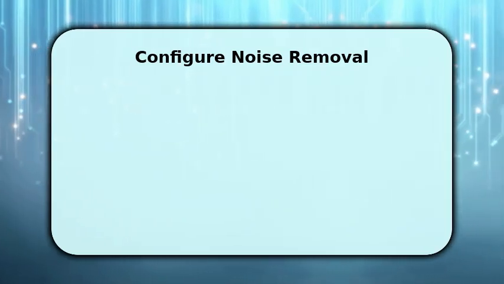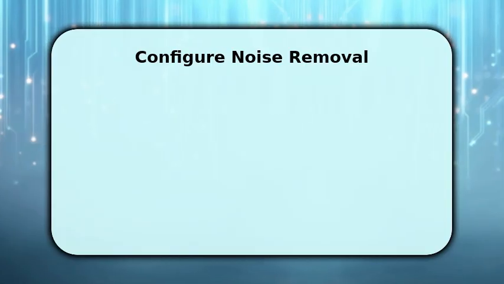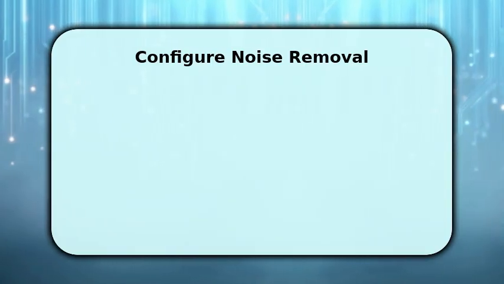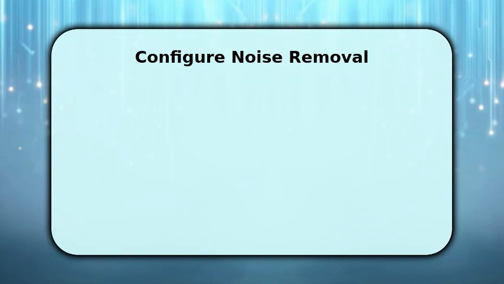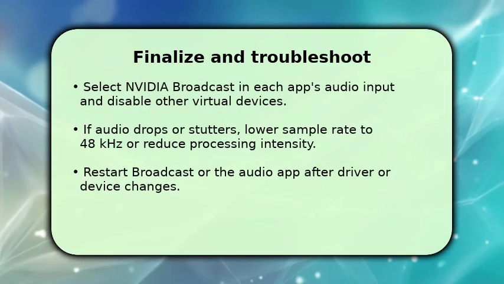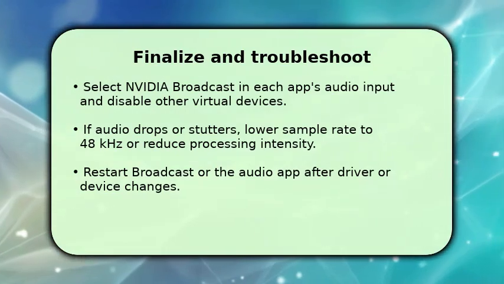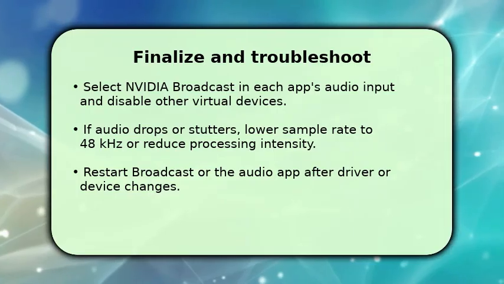Once configured, open your meeting or streaming app and pick Nvidia Broadcast as the microphone so the clean signal replaces the raw input. To finish, confirm Broadcast is selected in every app you use and disable duplicate virtual inputs that cause routing loops.